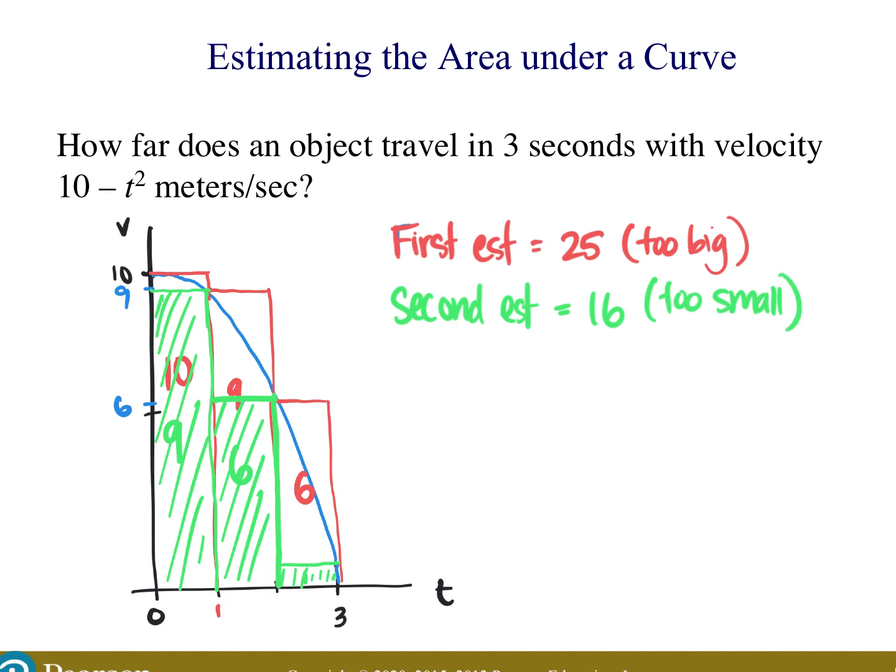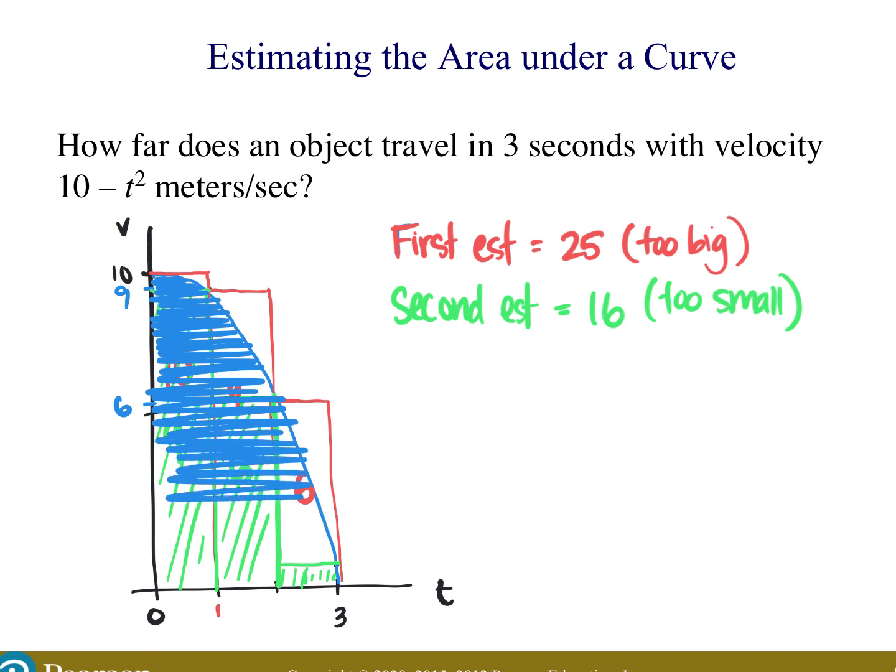Okay, so the actual area under the paraboloid, the real area in here, is logically going to be somewhere between 16 and 25. All right, what would be a way to improve upon that, to narrow the gap? Because between 25 and 16 is a pretty big gap.